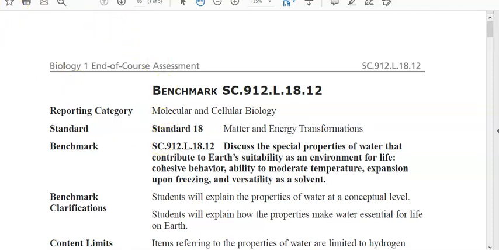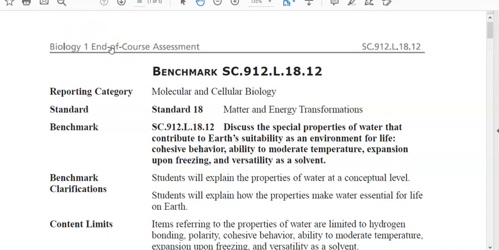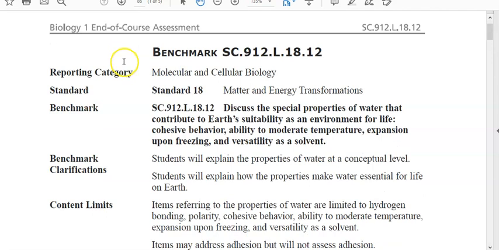The first thing you'll notice down here is a reporting category. In biology, there are 3 reporting categories on the biology EOC. This one is molecular and cellular biology. Another one is classification, heredity, and evolution. And the third one is organisms, populations, and ecosystems. These are the 3 different reporting categories that we receive our EOC test performance back in at the student level.